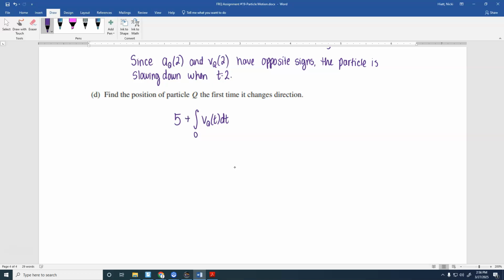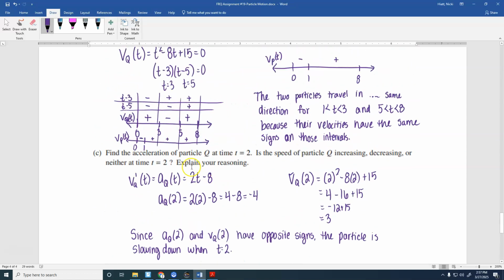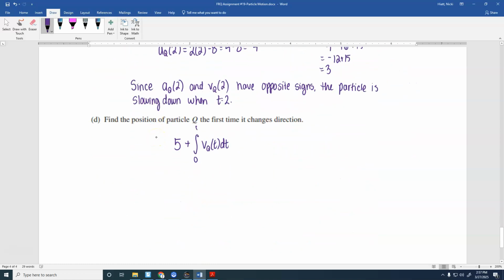Okay. Where am I going to though? 0 to what? 8 would give us its position at time equals 8, which is like the very end. What time are we supposed to be plugging in right here? It's the time when it changes direction, which Tyler is correct, is 3. Because if you go back up here to your sign line for Q, you had a positive velocity, and then it switched to a negative velocity. So the first time you switch signs on velocity is what they're looking for here. So 3 is what you're plugging in right here.